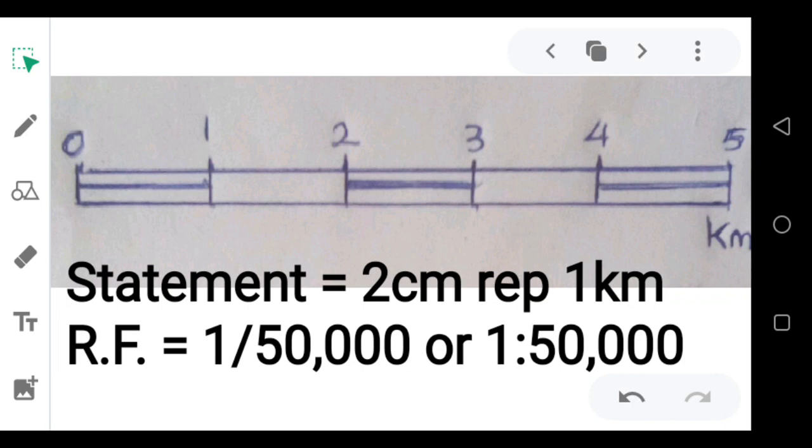Now, if you are to change that to RF, we have done it earlier on. It's same as 2 over 100,000, which is 1 is to ratio 50,000. Of course, we can't leave our numerator as 2. We must reduce it to 1. And in doing that, all you need to do is divide the numerator and the denominator by 2. And that is why we got 1 is to 50,000. Very simple. It's as simple as ABC.